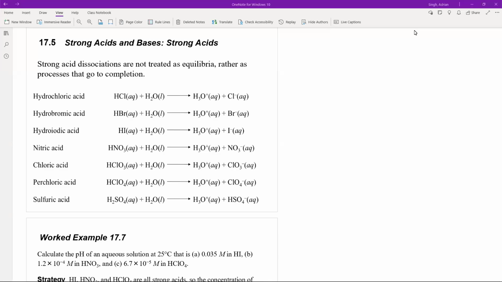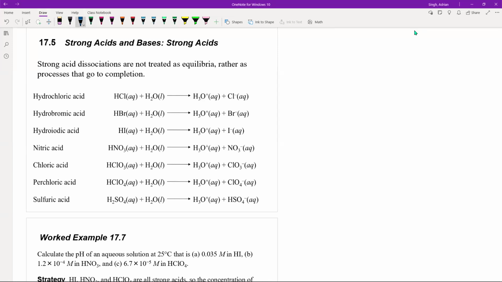All right, so now let's take a deeper look at some of the strong acids and bases. And we'll take a look, first of all, at the strong acids. And again, these are ones that you would have seen, or that we would have seen, back in Gen Chem 1.